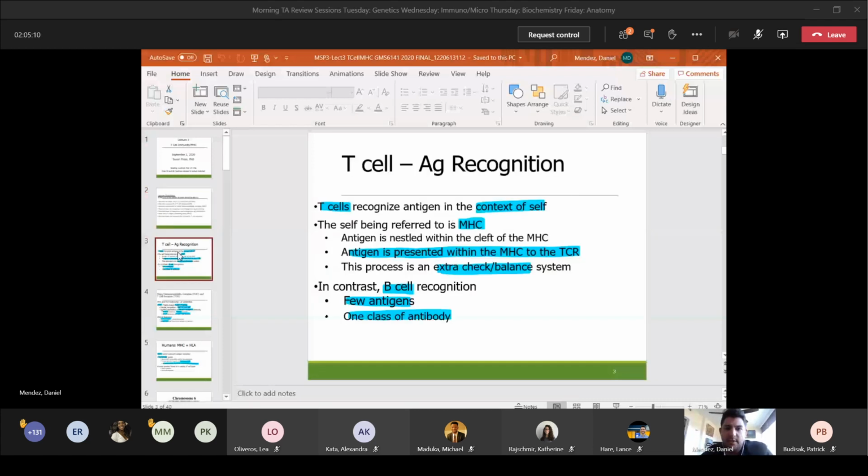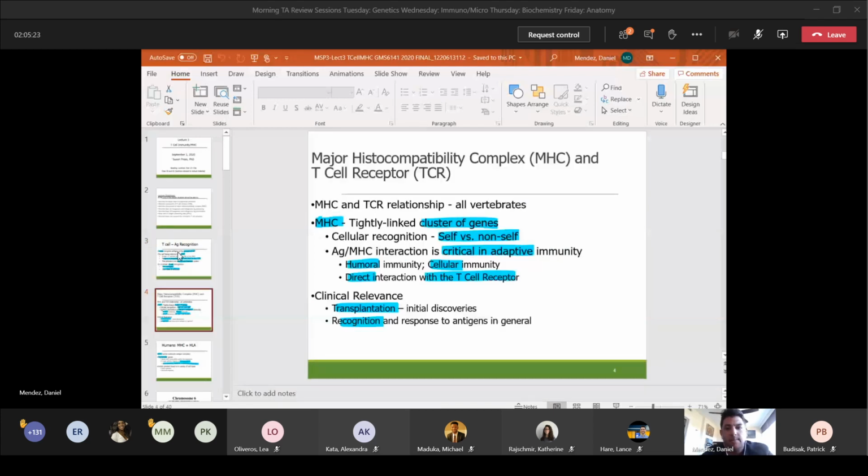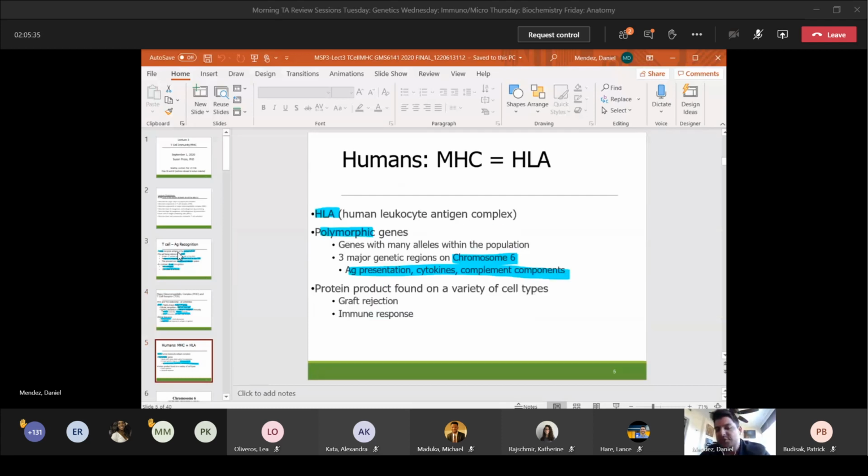So T cells recognize antigens in the context of self. The self we're talking about is MHC, the major histocompatibility complex. That's just what the antigen presenting cells, as well as other cells, have to interact with the T cells. Like I said, it's for self versus non-self. It is in the adaptive immunity. Make sure you know that MHC interacts with both B and T cells. HLA is just the human version of an MHC. It's the exact same thing. We're usually going to be using the term MHC just because it's an overarching term, but HLA is the human-specific version.